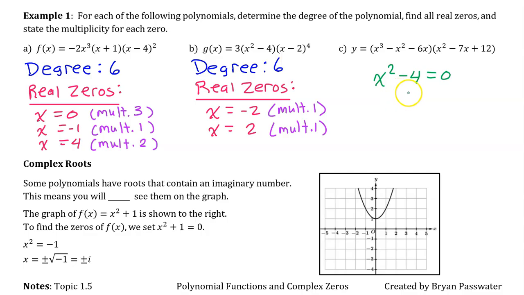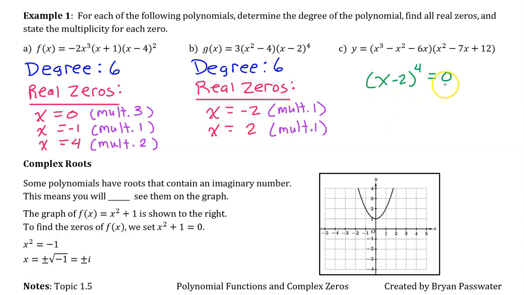Just as a review, here's another way we could have solved it. If I add 4 to both sides, I get x squared is equal to 4. Then I could take the square root of both sides of this equation, and that would give me x equals plus or minus 2. Don't forget the plus or minus. But those are the two zeros that we found, positive 2 and negative 2.